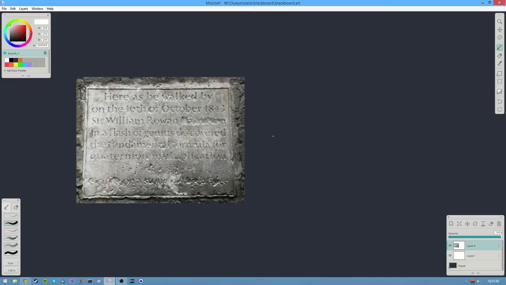Something on stone on the bridge, carved on a stone in the bridge or whatever. I can't read it, to be honest with you.